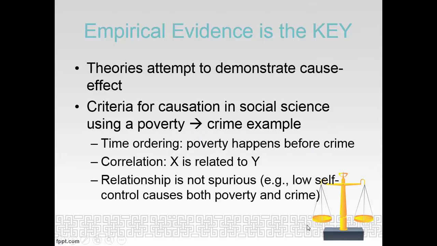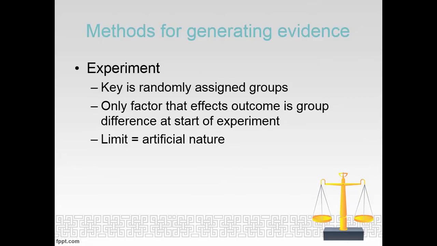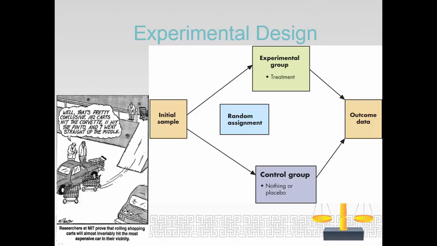So you have to somehow rule out the spuriousness. And there are two ways to try to establish cause and effect. The most straightforward, ironclad way is to do a scientific experiment. And the key to an experiment is random assignment of groups. Here, you start with a bunch of people. Some get put in the experimental group, some get put in the control group.